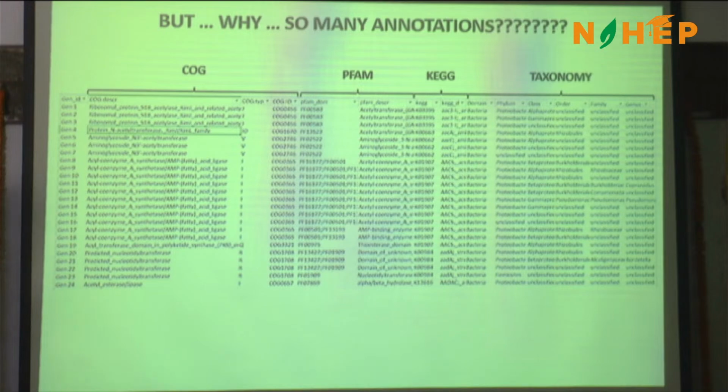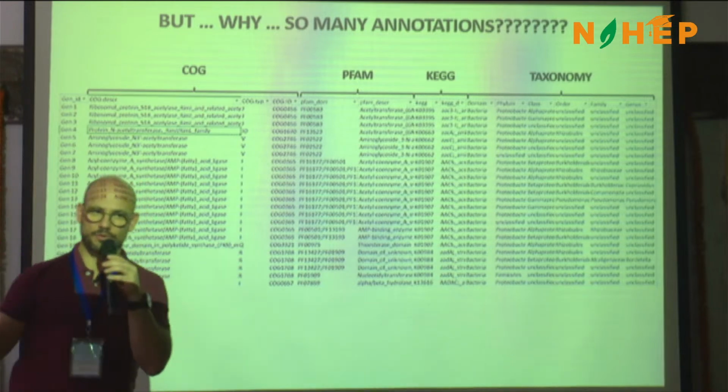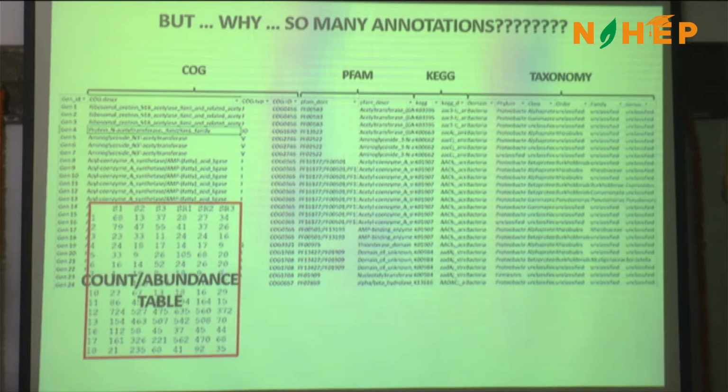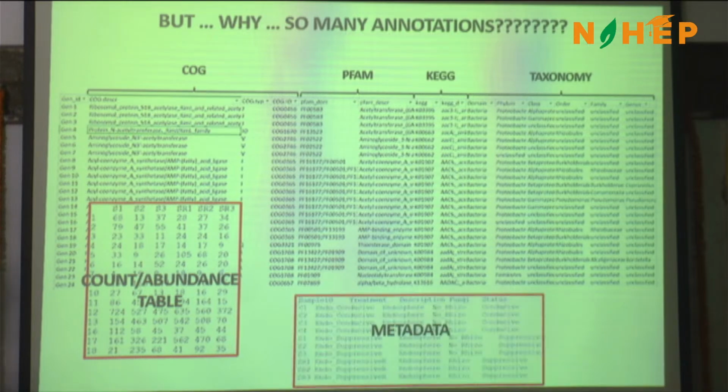But we also get the taxonomy, because you have sequenced everything. You have sequenced all the DNA from your sample. Okay? What is missing here? Well, if you have a metagenome, you will have an abundance table, right? And a metadata.